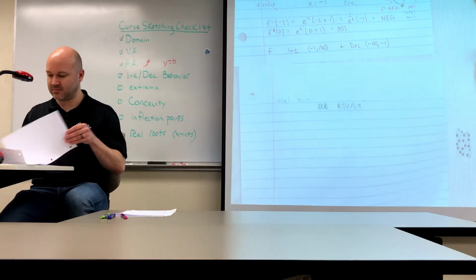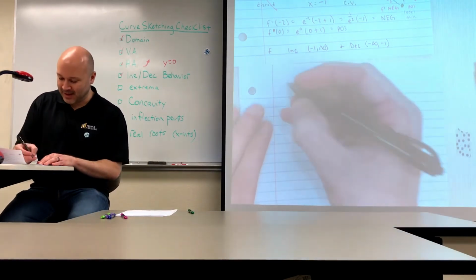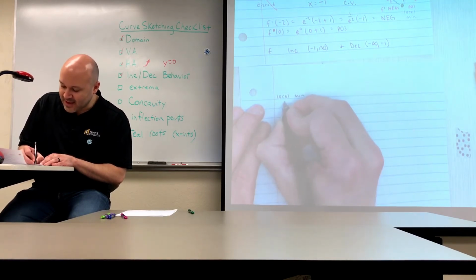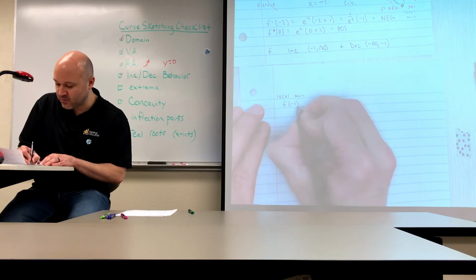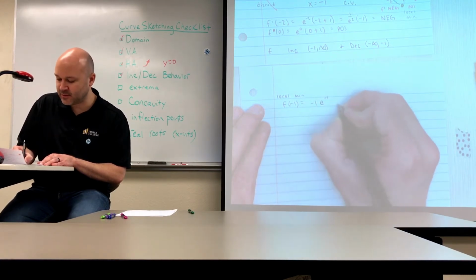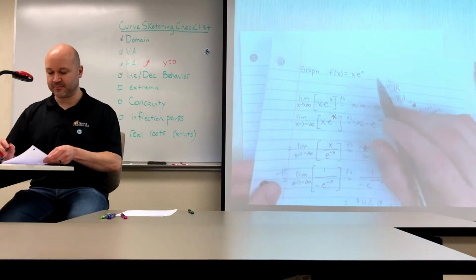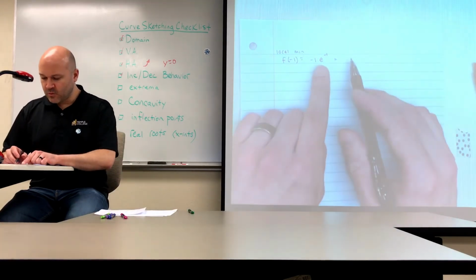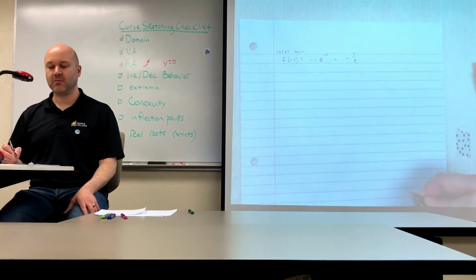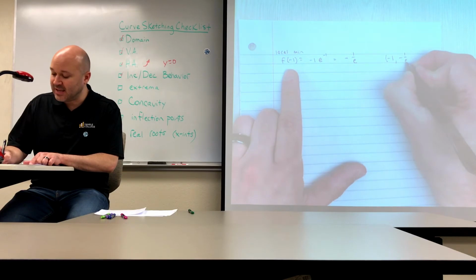Let me try that again. Green pen's not doing too good. I'd like to find that local min. That's f evaluated at negative 1. So I have negative 1 times e to the negative first power. Original function, plug in negative 1. Well, that's just negative 1 over e. Oh, so I have a local min at negative 1 comma negative 1 over e.